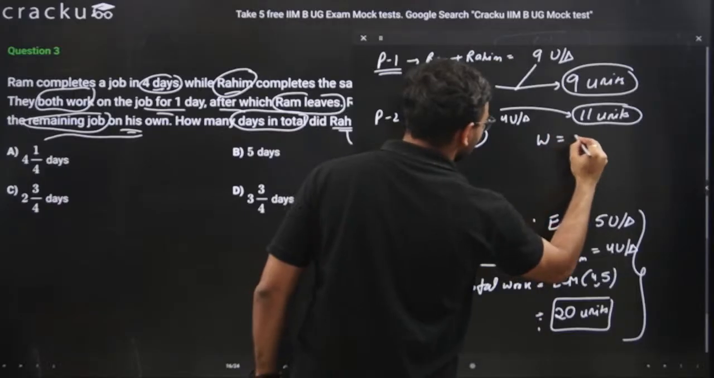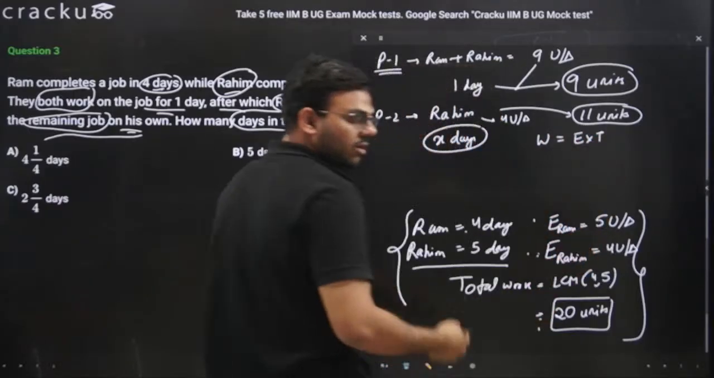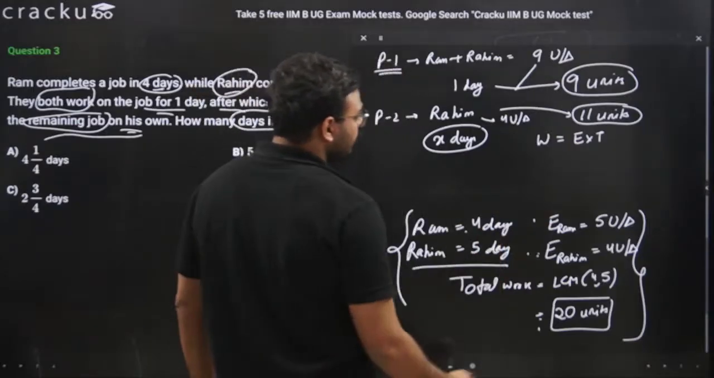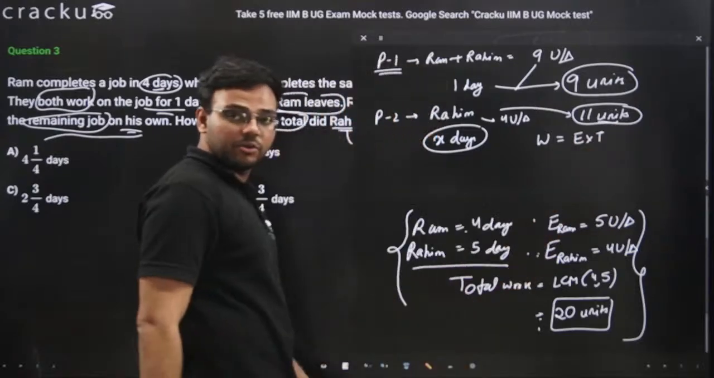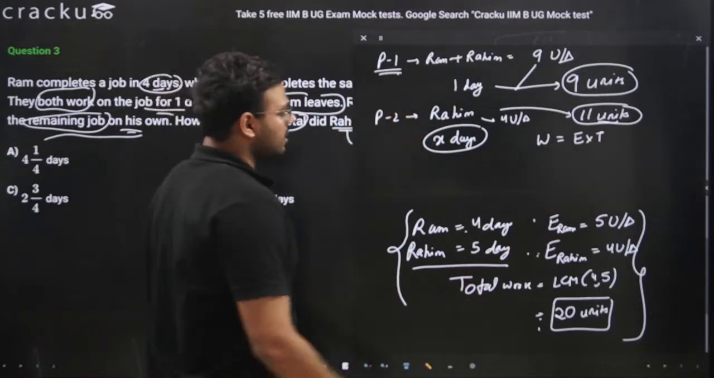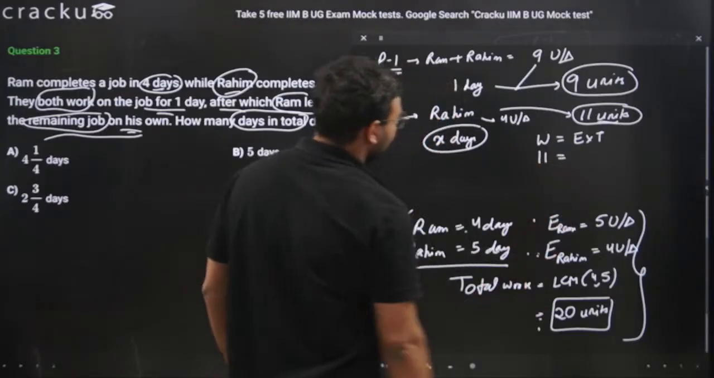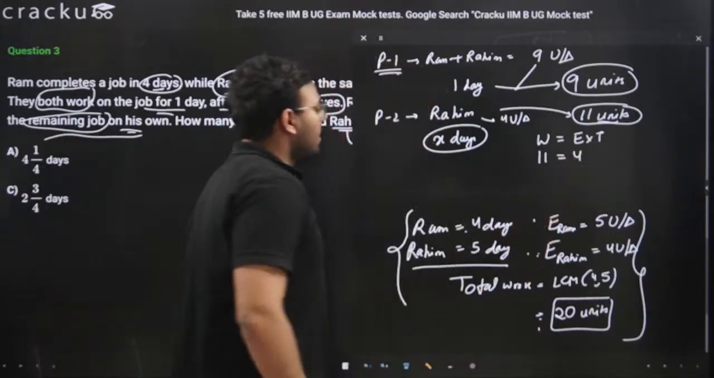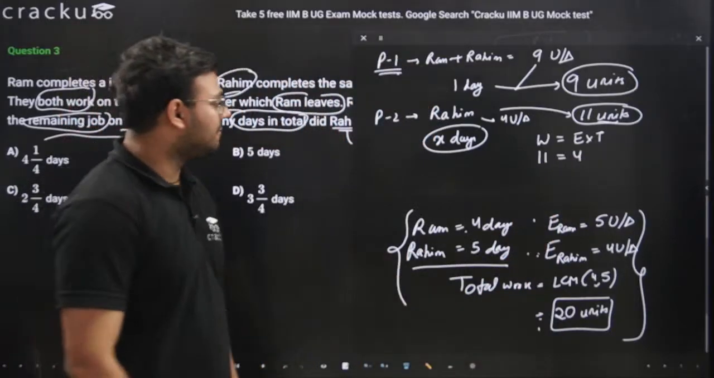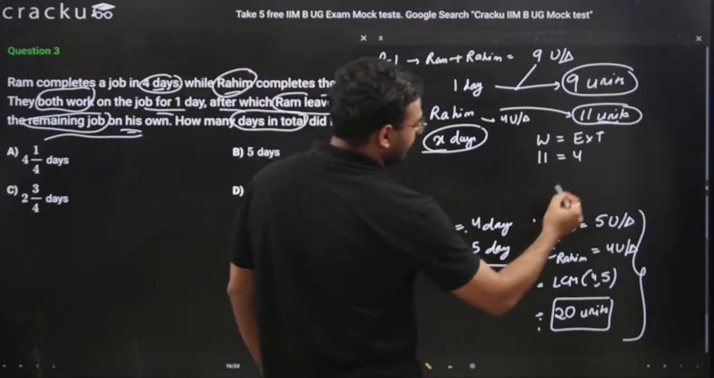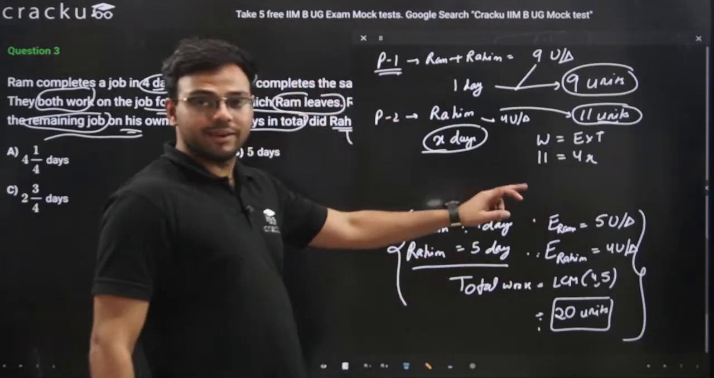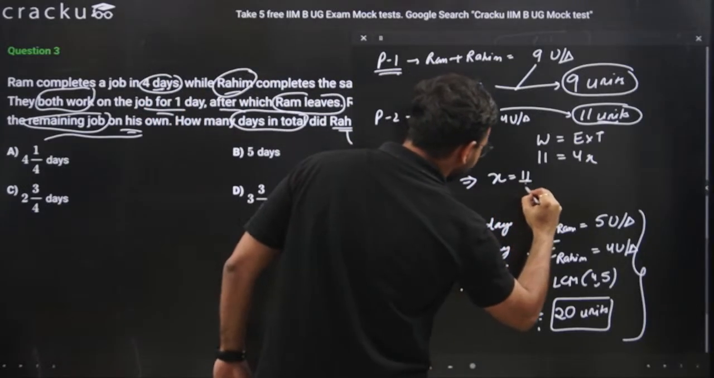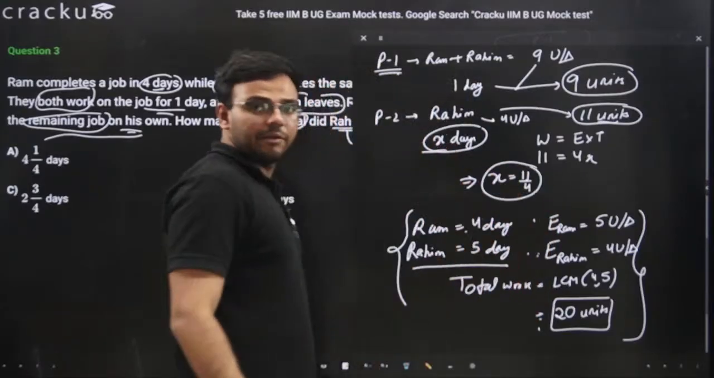Again, work is equal to efficiency into time, the formula which we discussed in the first slide. What is the work done? Rahim has to do 11 units of the remaining work, since 9 is done in phase 1. So 11 is equal to efficiency, which is 4 units per day, into the time taken by Rahim to do this job. We have assumed it is x. So 11 is equal to 4x, or x is equal to 11 by 4.